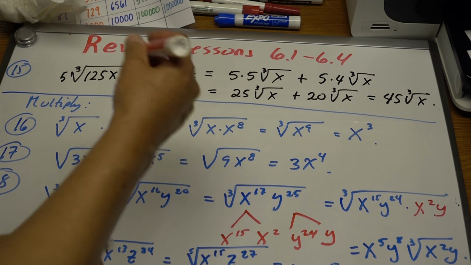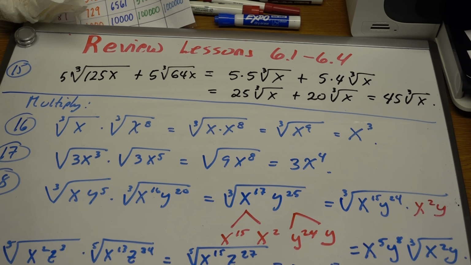This is the only one that's going to stay inside. The rest of the stuff goes out. The answer is going to be 15 over 5 is 3, x cubed, z, 25 over 5 is 5, and the 5th root of z squared. That's number 19.